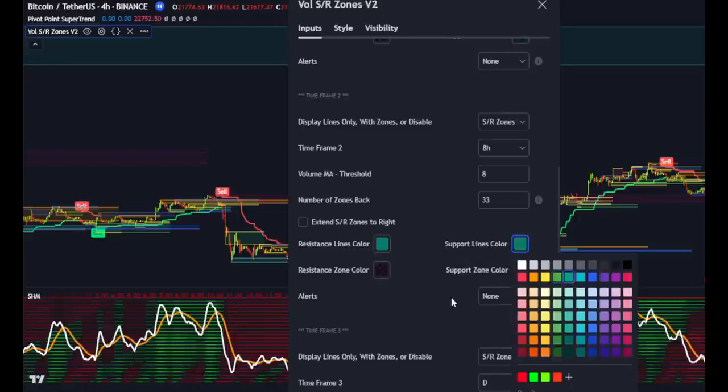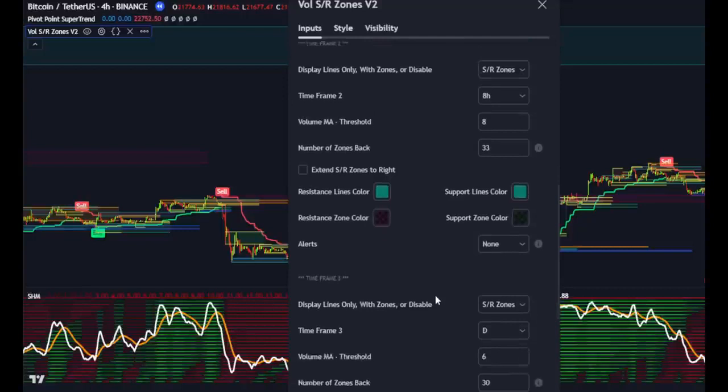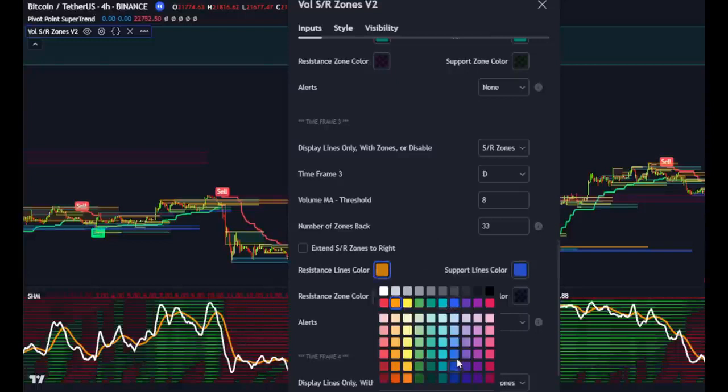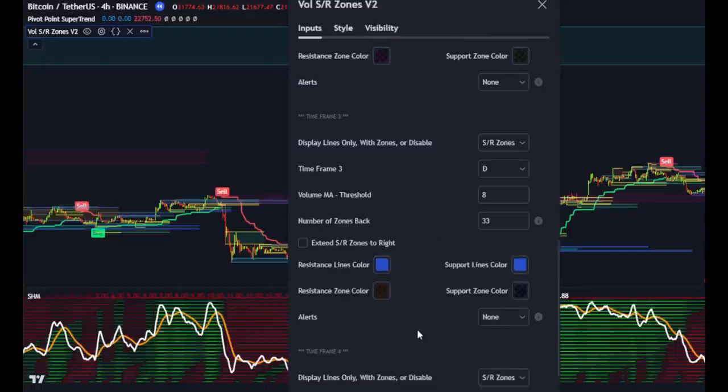Now we go to time frame 3. Here we choose daily time frame. And in the same way as in the first and second time frames, we are going to change the volume MA threshold from 6 to 8. And the number of zones back from 30 to 33. And the color will be blue. And we are going to disable the time frame 4.